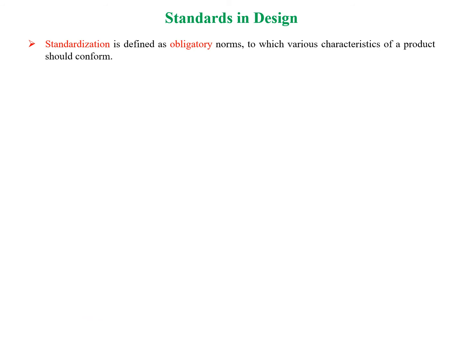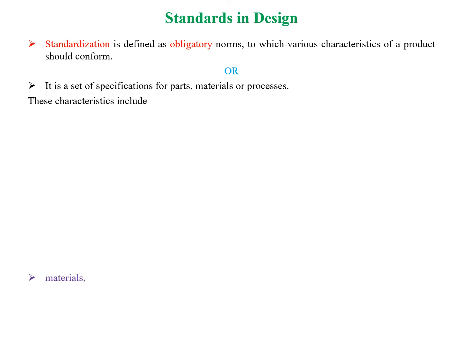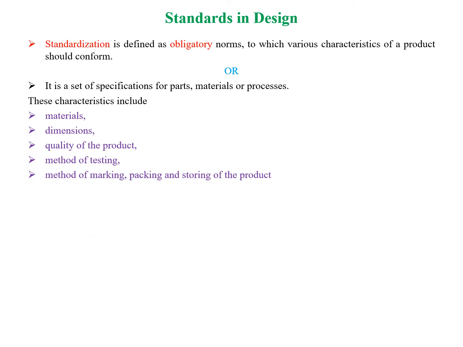We'll come to the standards in design. What is standardization? Standardization is the obligatory norms which various characteristics of a product should conform to. Or we can say it is a set of specifications for parts, materials or processes that we usually adopt in design. So every process or material in design should follow some standards, which include materials, dimensions, quality of the product, method of testing, method of making, packing and storing of the product. Everything should have some standards in design.